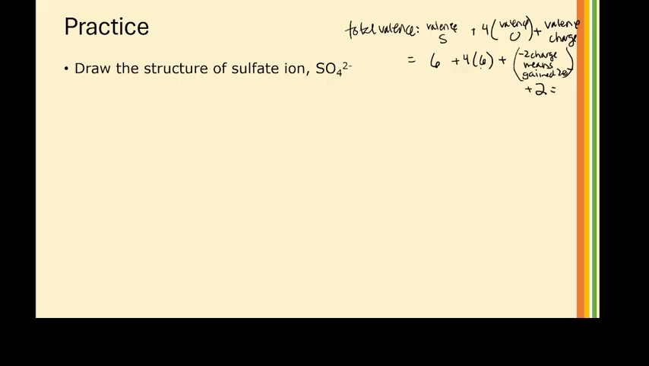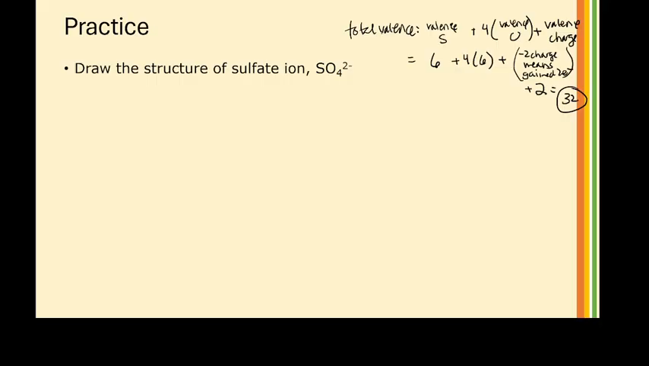So I have 6 plus 24 is 30, so this is going to result in 32. If I had a positive ion, I would subtract from the total because that means it has lost electrons. So my valence electrons is 32, and it's bigger than I would expect because there are 2 more extra electrons here based on the charge. So when you do a Lewis structure of an ion, make sure to include the effect of the charge in your total valence.